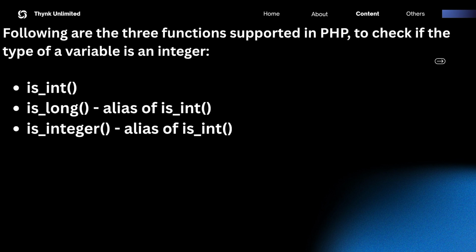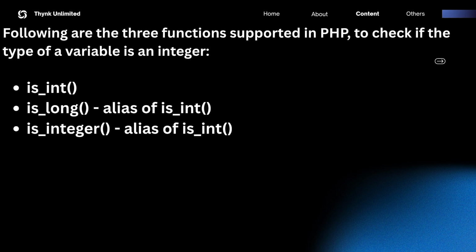Now that we've covered what integers are, their ranges, and how they behave, let's move on to how PHP allows you to check whether a variable is an integer. In PHP, there are built-in functions that let you verify the data type of a variable. These functions are extremely useful when writing programs that require type validation, for example, when you want to make sure a user's input is a number before performing calculations. Functions for checking integer type.